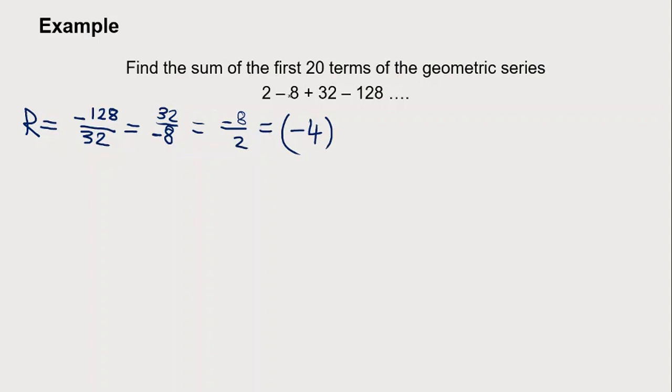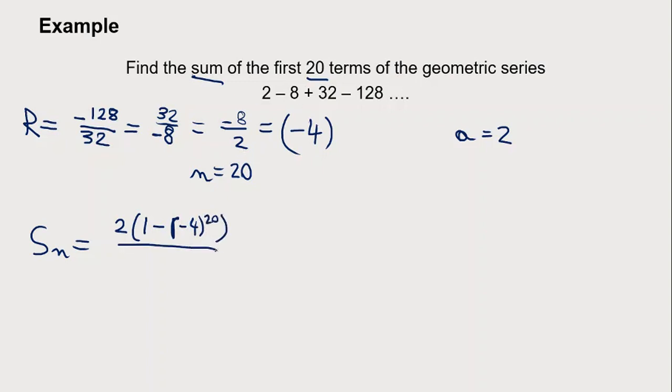I also know by looking at the sequence that a, the very first item, is 2, and what else? I have been given the value of n, which is 20. I want the sum of the first 20 terms of the geometric progression. So now it's all about application of the formula. So S_n is equal to a, which has a value of 2, times 1 minus the ratio, but the ratio we can already plug in, minus 4, to the power of n, power of 20, over 1 minus the ratio, minus 4.